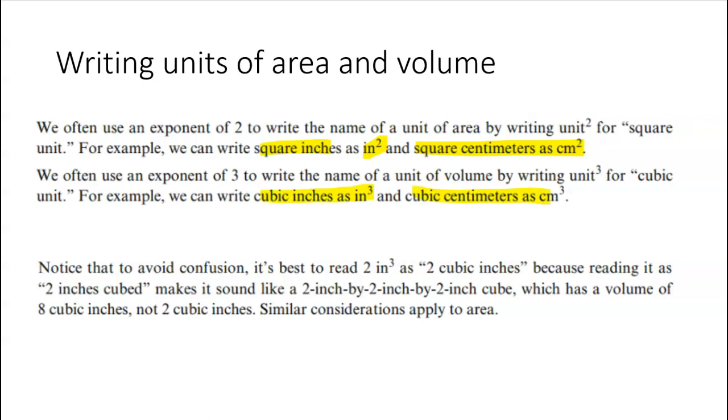And this is just a good note here. We don't really write unit squared, we say square unit. We don't really write unit cubed, we write cubic unit. So if it doesn't actually have an inch or a meter, we would use unit. This can get a little bit confusing, but it's best to read 2 inches cubed as 2 cubic inches rather than cubed, because when we read it as 2 inches cubed, it makes it sound like it's a 2 inch by 2 inch by 2 inch cube, which has a volume of 8, not 2. We're going to look at an example that illustrates that a little more.